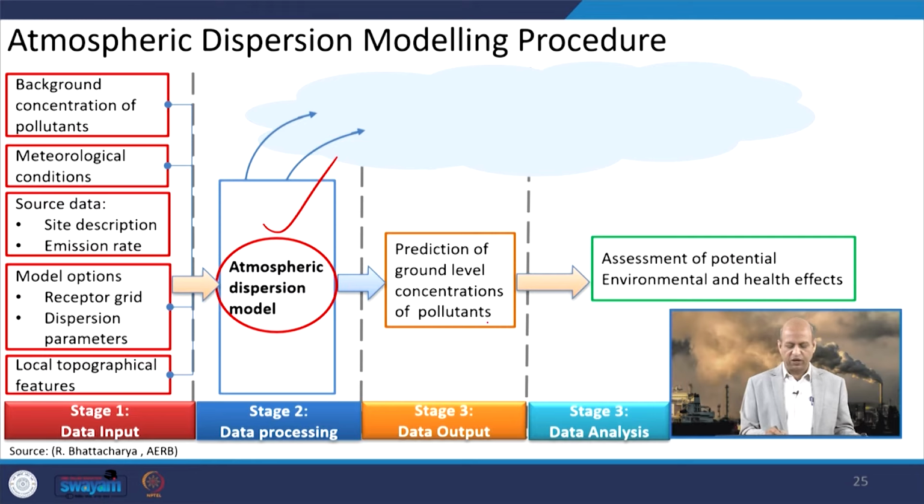So, the prediction of ground level concentration of the pollutant is done as the output, and that is compared with some guideline concentration like national ambient air quality standards, so that we can assess the potential environmental and health effects. So, in stage 1 we collect the input data, then the data processing in the model, and the data output, which is analyzed in comparison to certain values, so that we can know whether it is fine or not.